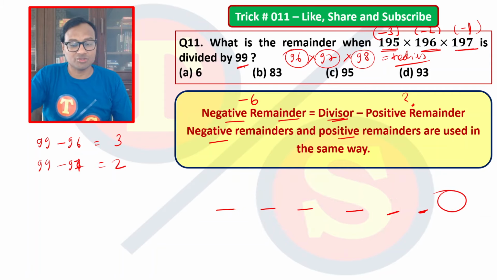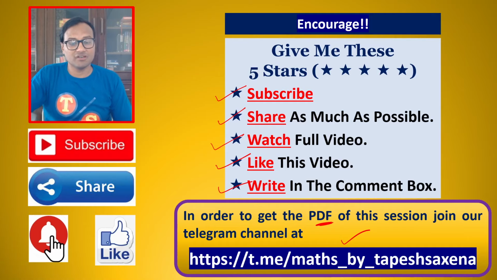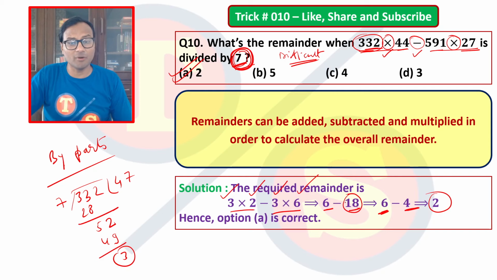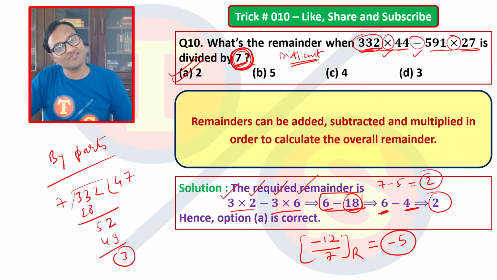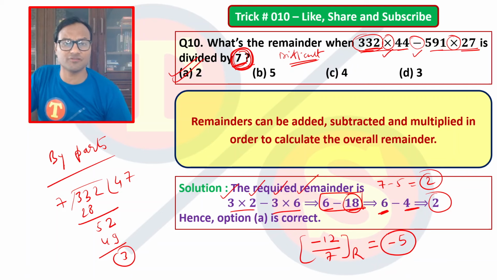Even in the last question, if we think about it, 6 minus 18 will be equal to minus 12. Now when 12 is divided by 7, the remainder comes out to be 5. So here the negative remainder is minus 5. Now the negative remainder subtracted from the divisor gives us the final answer. So definitely you can use the negative remainder in all the questions of this type.